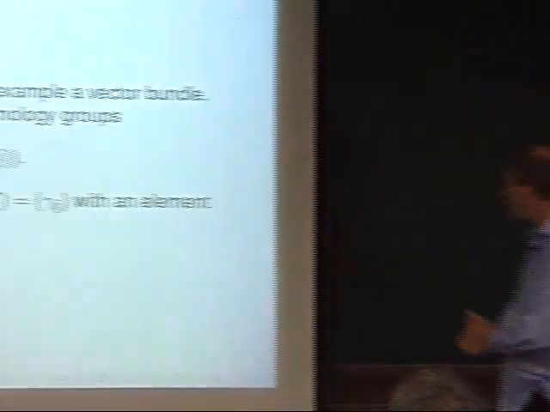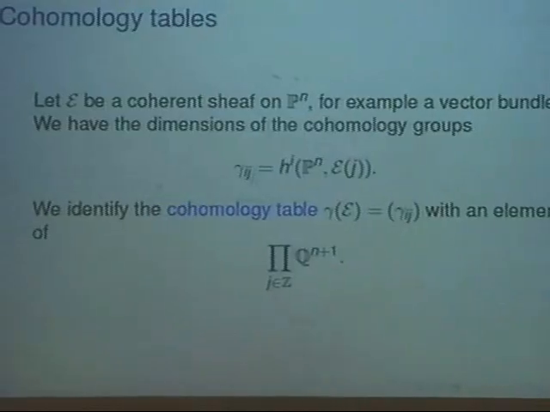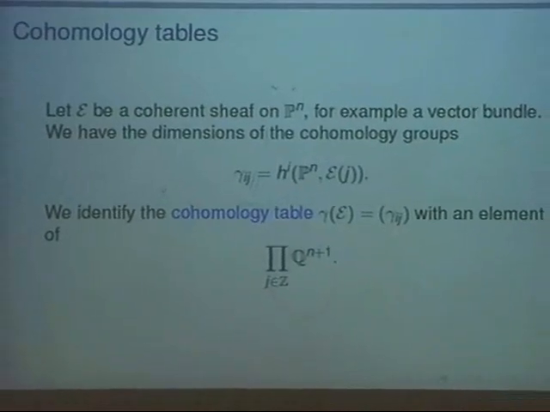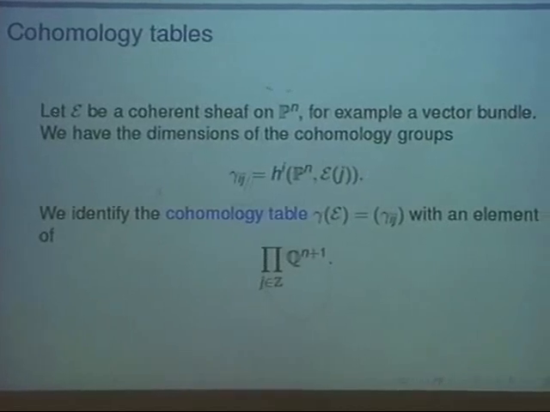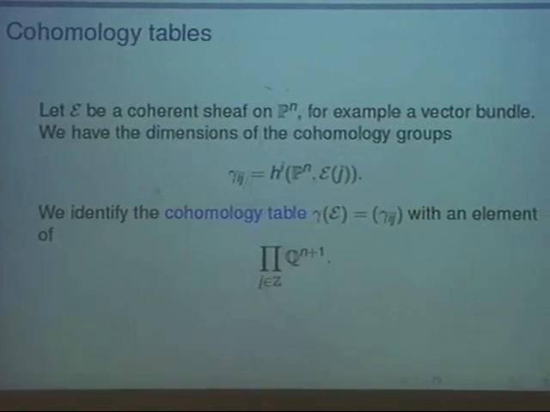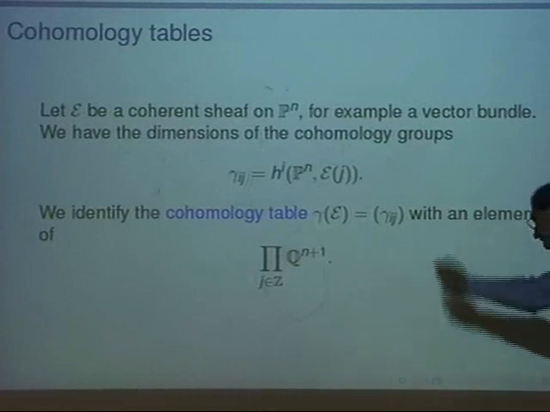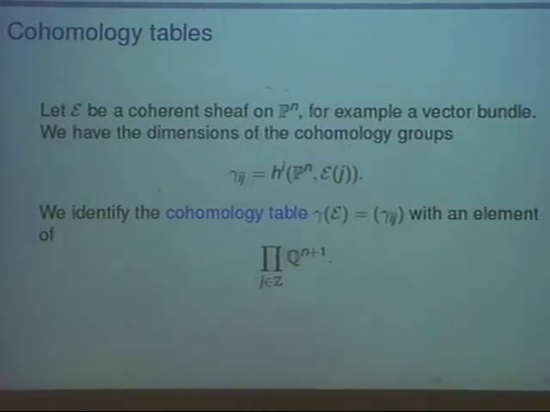So let's talk about cohomology tables. Let E be a coherent sheaf on P^n, for example, a vector bundle. Then we have the cohomology groups, and we can speak about the cohomology table. They are now sort of an infinite product.